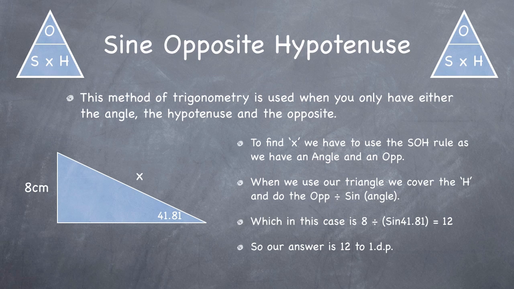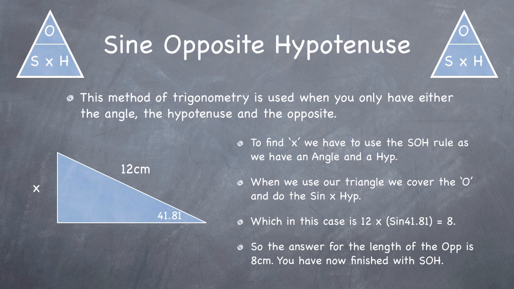This version of the SOH rule is used to find the hypotenuse. So what we're going to do is, as we have the angle and an opposite, we do the opposite divided by sine 41.81, which is 8 divided by sine 41.81, which equals 12. Thus proving that our hypotenuse is 12 centimeters to two significant figures.